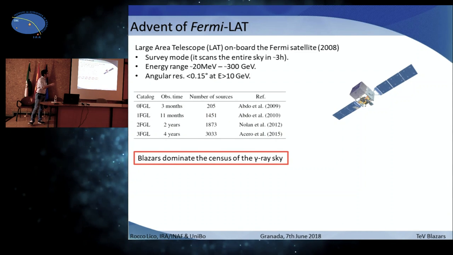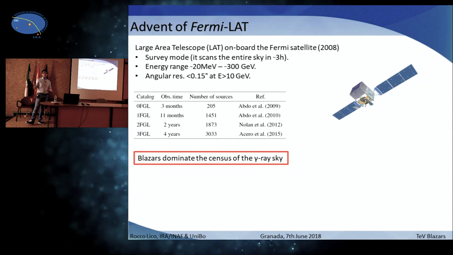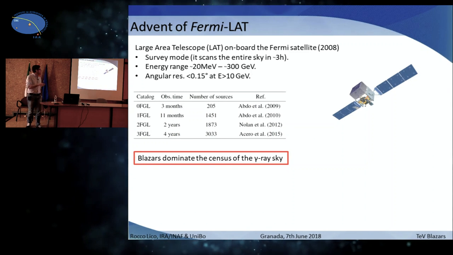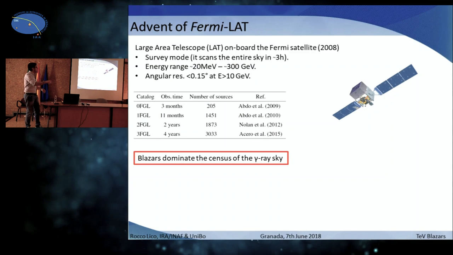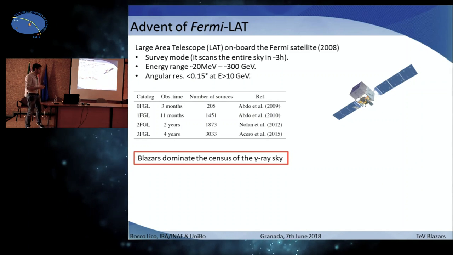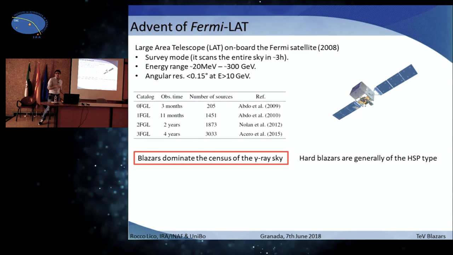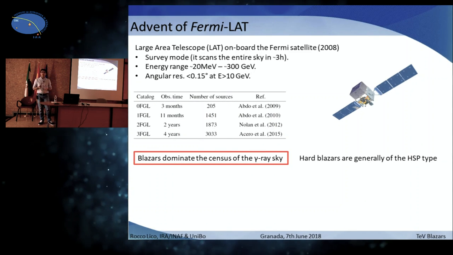Now there also is the 4FGL. I think just a preliminary version of the 4FGL is now available, but it will come soon, of course. And as I said before, by looking at all of these sources, the vast majority of them are blazars, and most of such blazars are of high synchrotron peaked type.